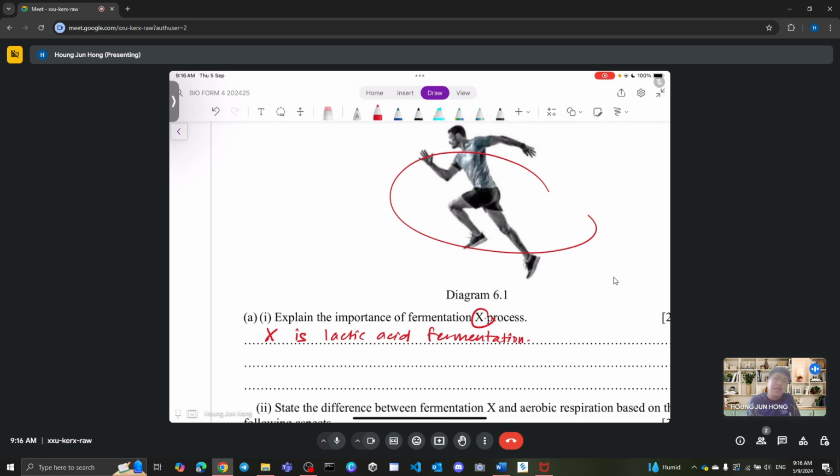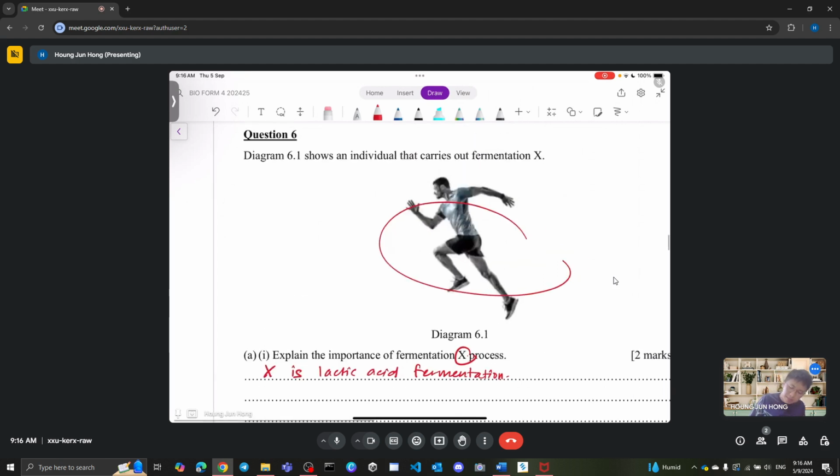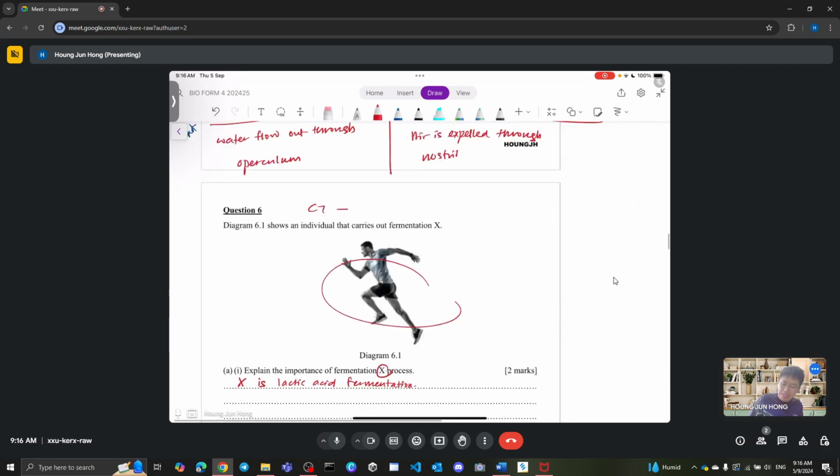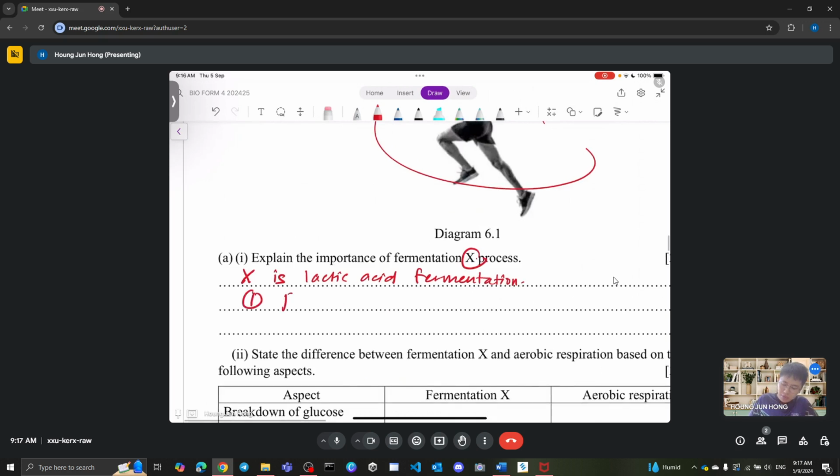So again, this might be a bit hard, but if you think about it, essentially fermentation is basically, remember this whole topic, chapter 7, is about cellular respiration. So essentially, whatever respiration it is, we are doing it because we need energy. So this is actually to produce energy.